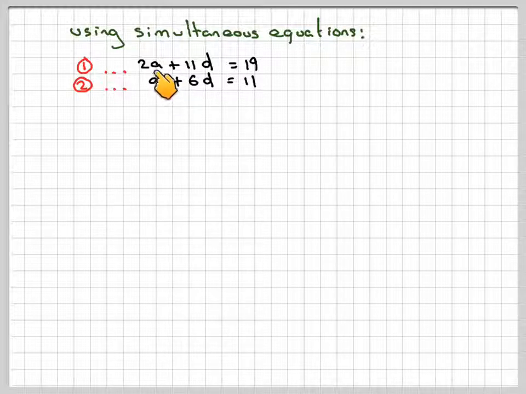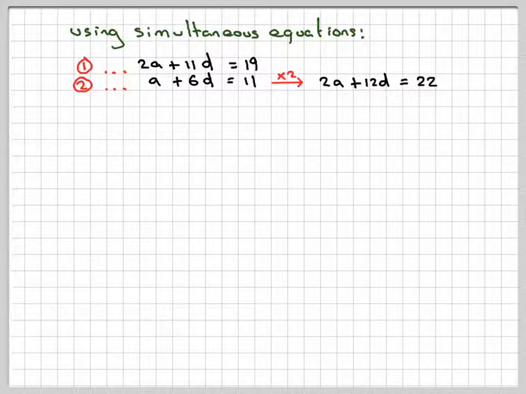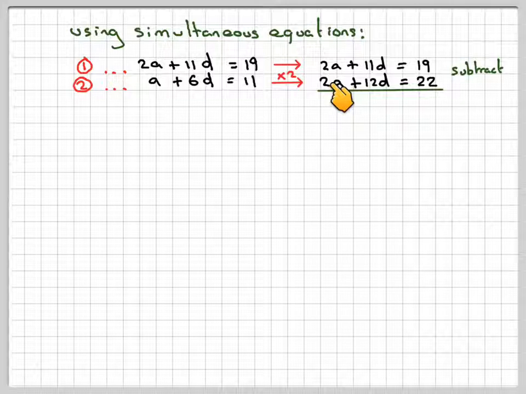The problem is that I don't have anything the same. I've got 2a and 1a here. I've got 11d and 6d here. So I'm going to take the bottom one and multiply it through by 2. So that's going to give me 2a plus 12d. And don't forget to do 2 times 11, which is 22. This one I'm going to keep the same: 2a plus 11d is equal to 19. Right, if I do a subtraction, I will eliminate a, because 2a minus 2a gives me nothing. 11d minus 12d gives me minus d, and then 19 minus 22 gives me minus 3. And then we can see from that that d is equal to 3.